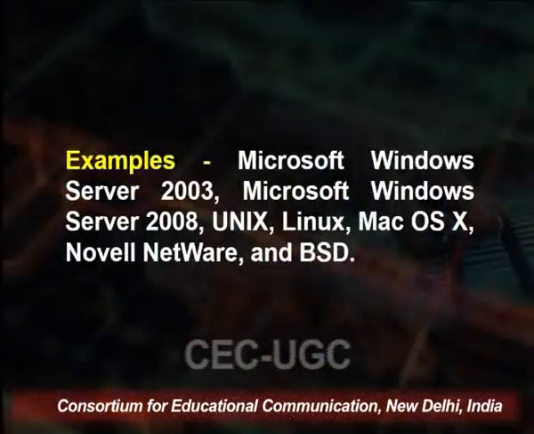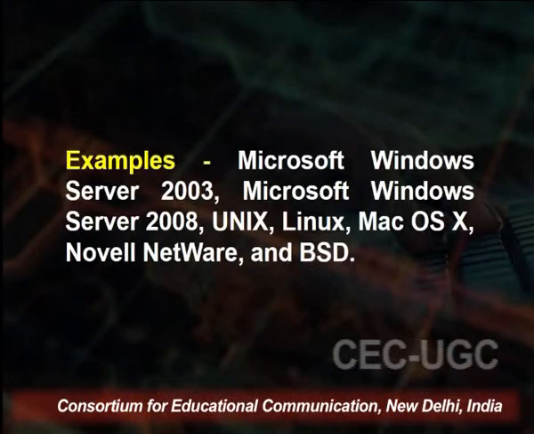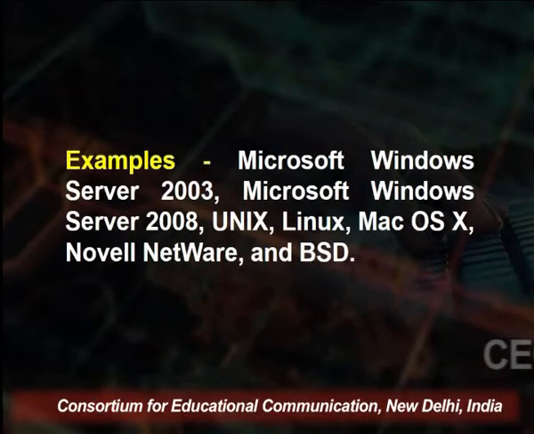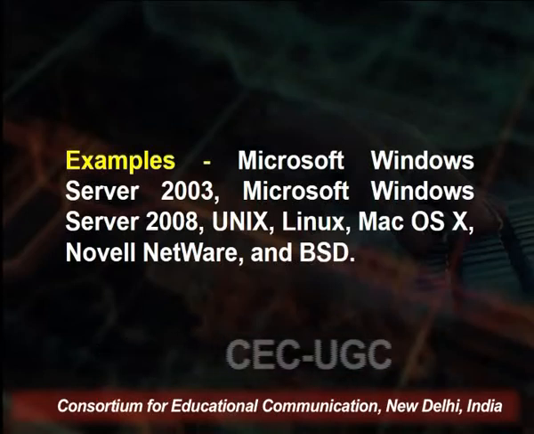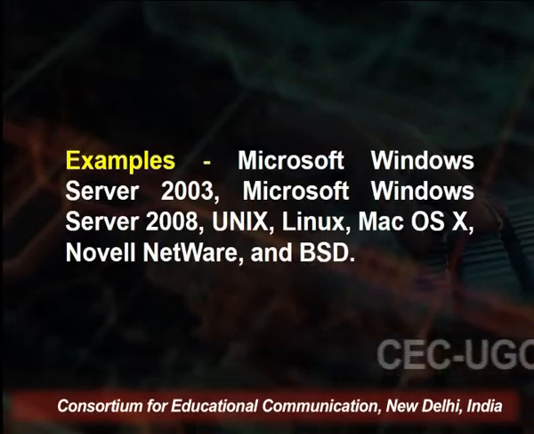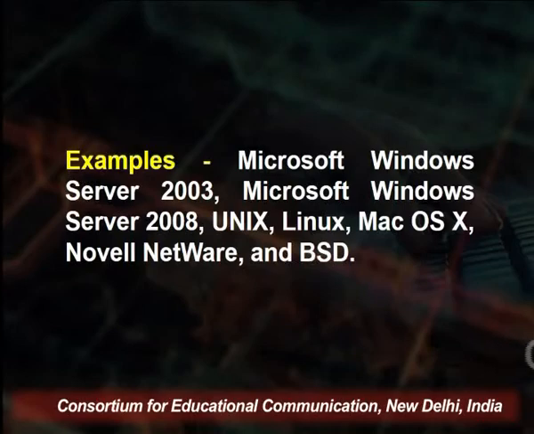So when we talk about network operating system, there are many examples of these. One is Microsoft Windows Server 2003, then the upgraded version Microsoft Windows Server 2008, Unix and Linux, also Mac OS X, Novell NetWare and BSD operating system. All these are examples of network operating system.